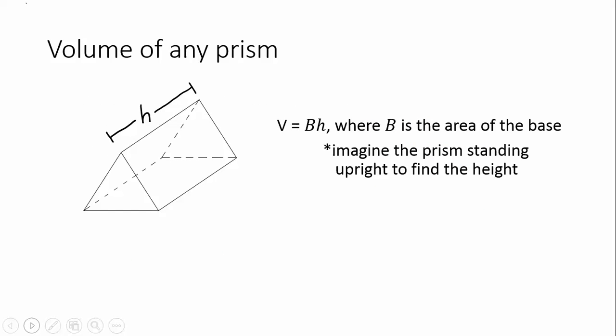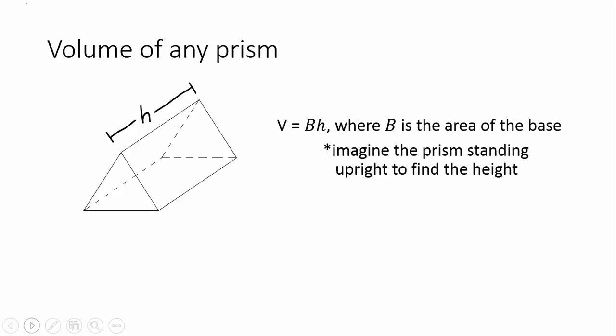Now the volume of any prism. So to find the volume of any other prism, we're going to take the base, and notice it's a big B here, and we're going to talk about what that means in a minute, times the height. And the big B here is the area of the base. So we have to find the area of the base, and then we have to multiply it by the height.